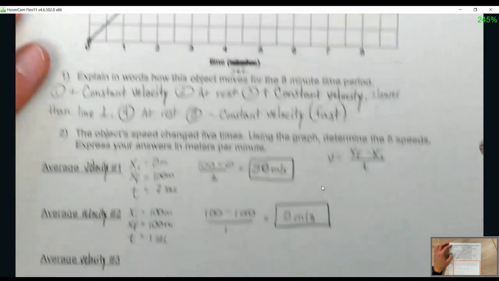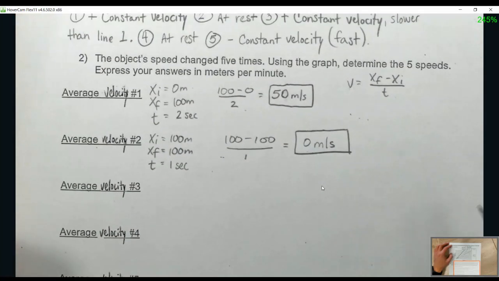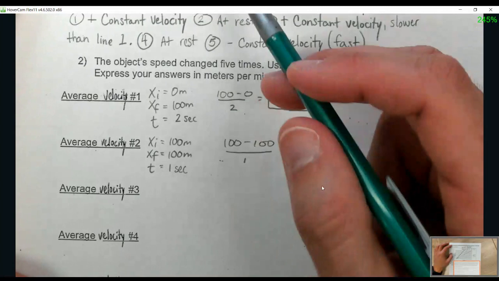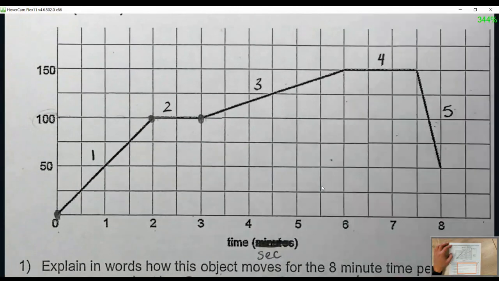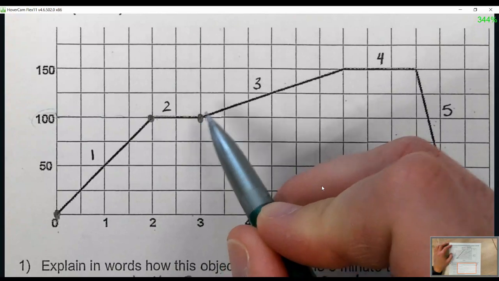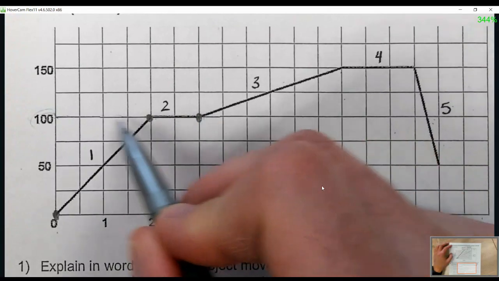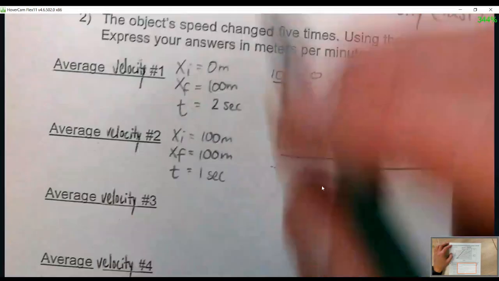So we're going to look at the rest of those. Line segment 3. Okay, we need to know xi and xf. So what is your xi for line segment 3? Take here, good. Go across. Xi is 100.